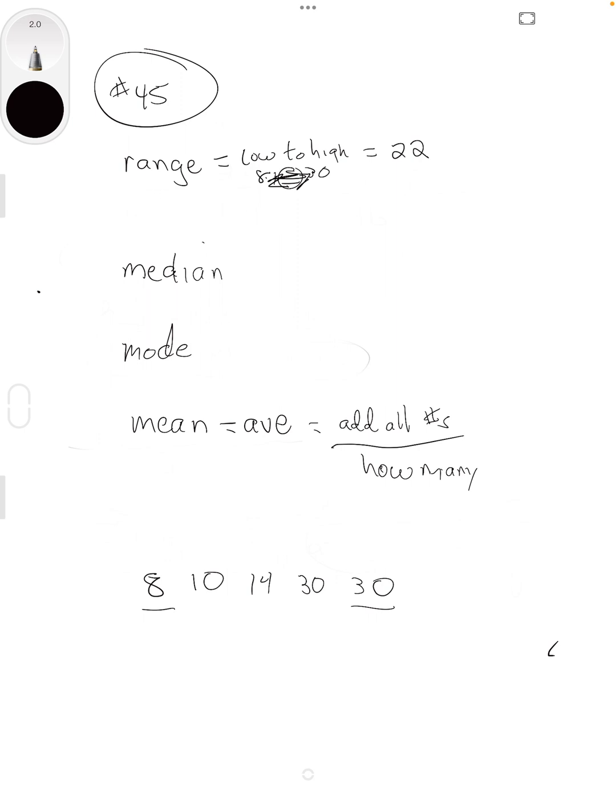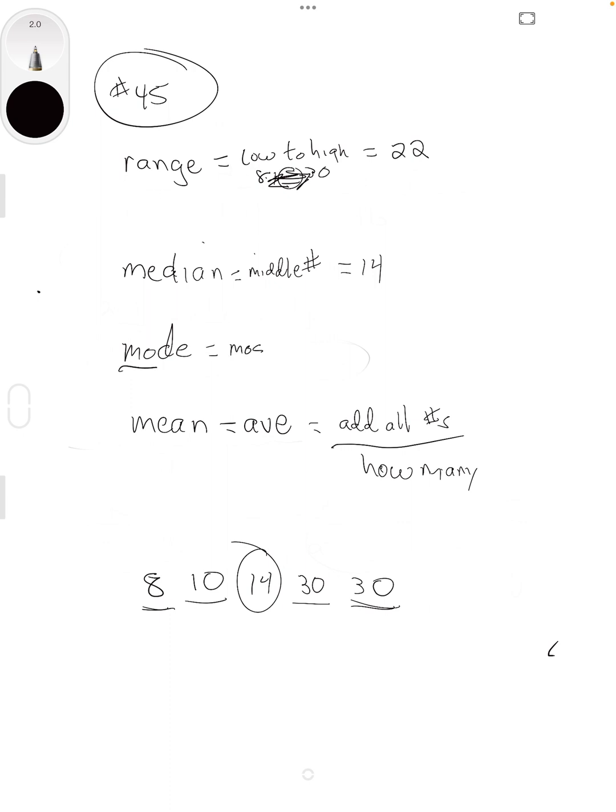Okay. The median. The median is the middle number. What's in the middle? Well, there's 8 and 30. There's a 10 and a 30. The middle one is 14. Okay? That's the median.